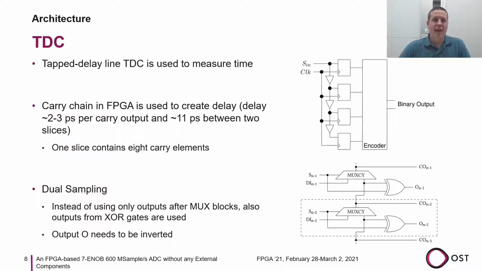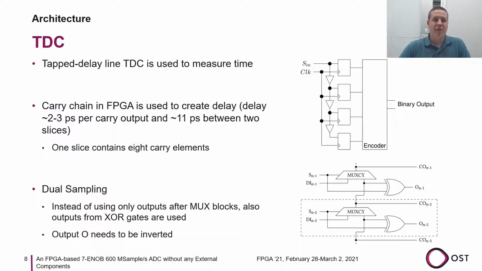Another important block in the ADC is a time-to-digital converter. This block measures the time from the beginning of the slope until the slope crosses the input voltage. We use a tap delay line TDC. On the right side you can see the general structure of such a TDC. Multiple delay elements form a chain, and after each delay element the chain is connected to the input of a flip-flop. The flip-flop then captures the current state of the chain for each sampling period.